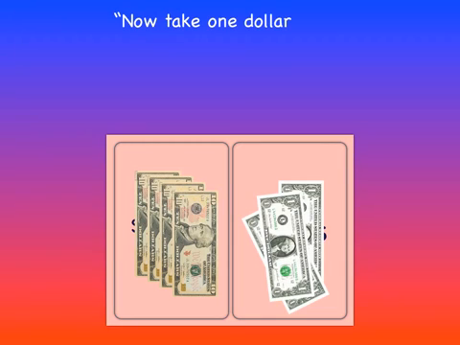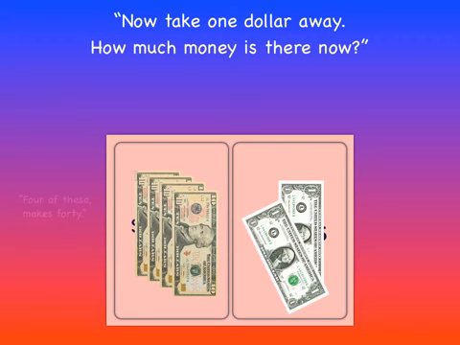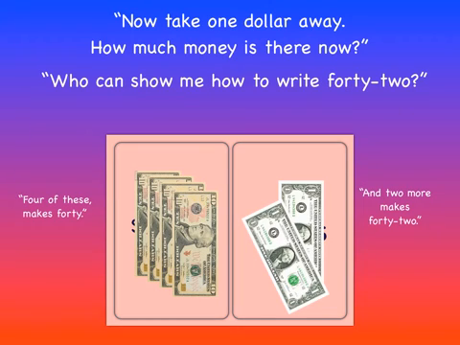Now, take $1 away. Show them how to take it away. Make sure that they do it. How much money is there now? Well, 4 of these makes 40, and 2 more makes 42. Who can show me how to write 42? Call on someone to write it on the paper at their desk or up on the board for everyone to see.